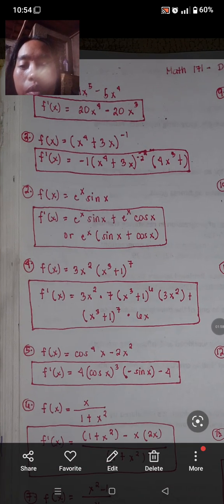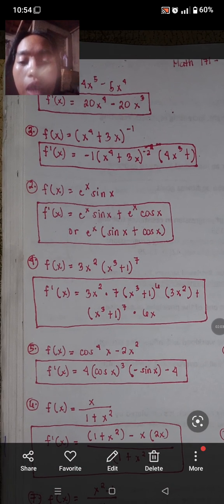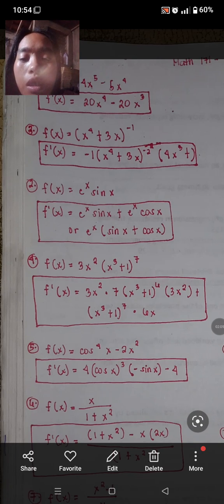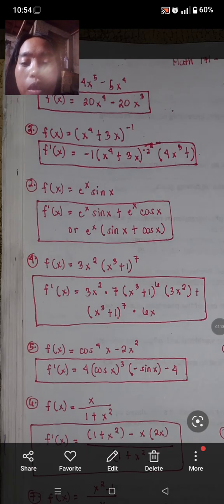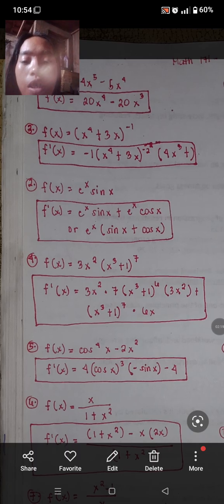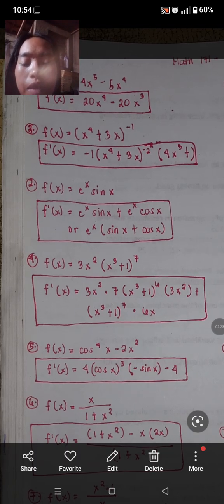So next, we have number 3, f of x is equal to e to the x sine x. So the derivative of that is f prime of x is equal to e to the power of x sine x plus e to the x cos x, or e to the x times the quantity of sine x plus cos x.